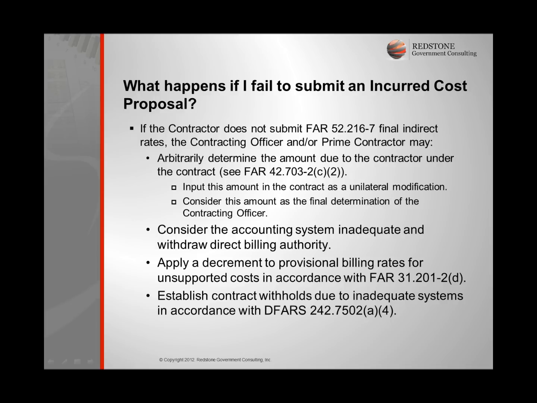The second thing that can happen is that DCAA can withdraw your ability to direct bill by deeming your accounting system inadequate. And it's hard enough to get paid these days with the government, so the last thing you need is to lose your authority to direct bill and increase your time to receive payment by several weeks. The CO can also apply decrements to your current year provisional rates, and now with the new DFARS business system rules, if they're applicable, they can establish additional withholds based on the fact that your accounting system is inadequate.